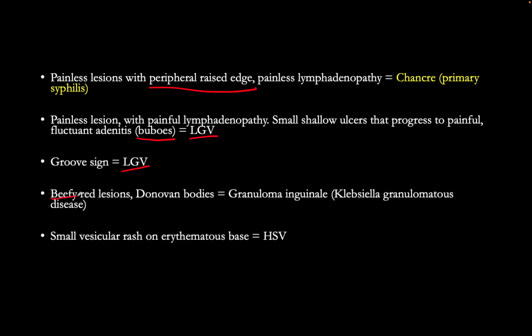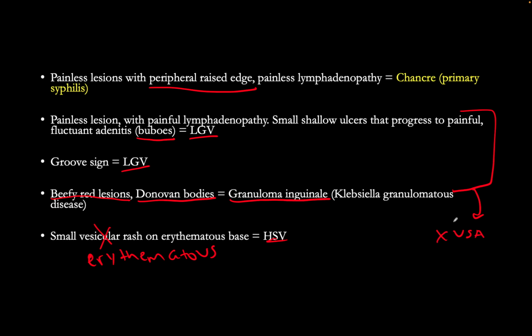If you see anything about a beefy red lesion, and hopefully they throw in the Donovan bodies, this is going to be granuloma inguinale. And obviously, if you have a small vesicular rash on an erythematous base, that's herpes. But one thing they can do is leave out the word vesicular because it's too obvious, and they can call it an erythematous rash. The important thing to know is that these two, they're really not seen in the USA. So keep that in mind. If they mention an immigrant or you're on an international rotation on a boards exam, that would show up here.